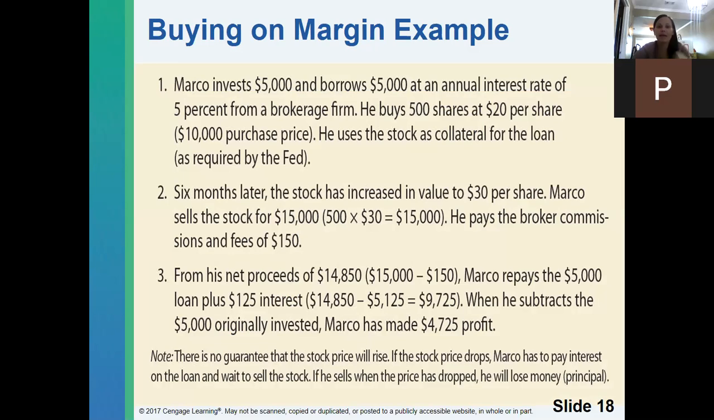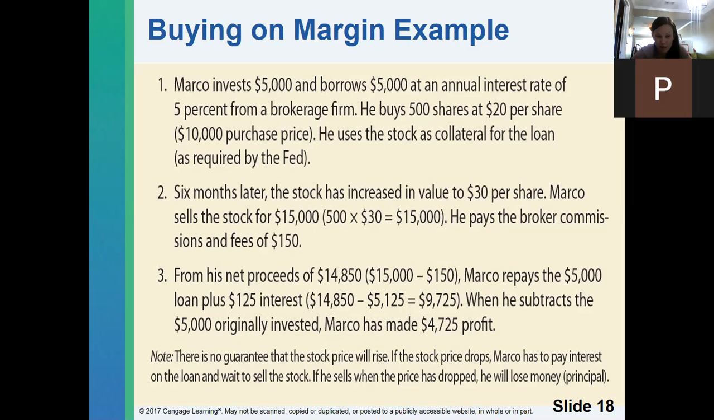So 6 months later, the stock has increased to $30 per share. So he sells all of it. He had 500 shares, so he gets $15,000. And then he has to pay the broker commission and fees of $150. So again, he had $5,000, borrowed $5,000, so he invested $10,000. He sold it and got $15,000, but he paid a fee of $150.